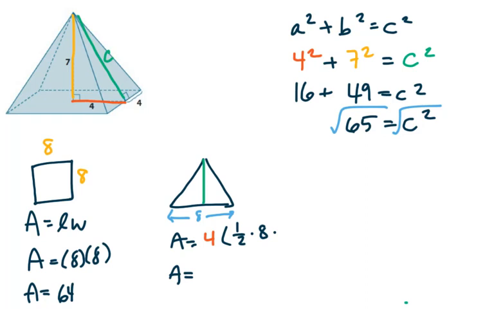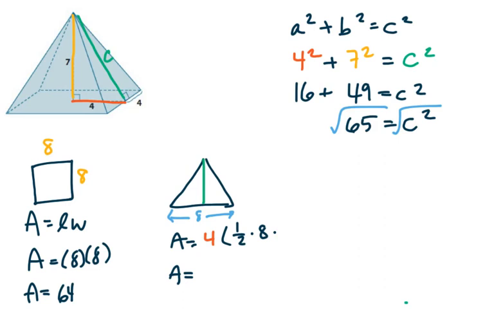We're asked to find the surface area of this square pyramid. So we need to do some planning first. A square pyramid has a square base. That's probably the easiest thing that we want to do first. So the square base has side lengths of 8 and 8.